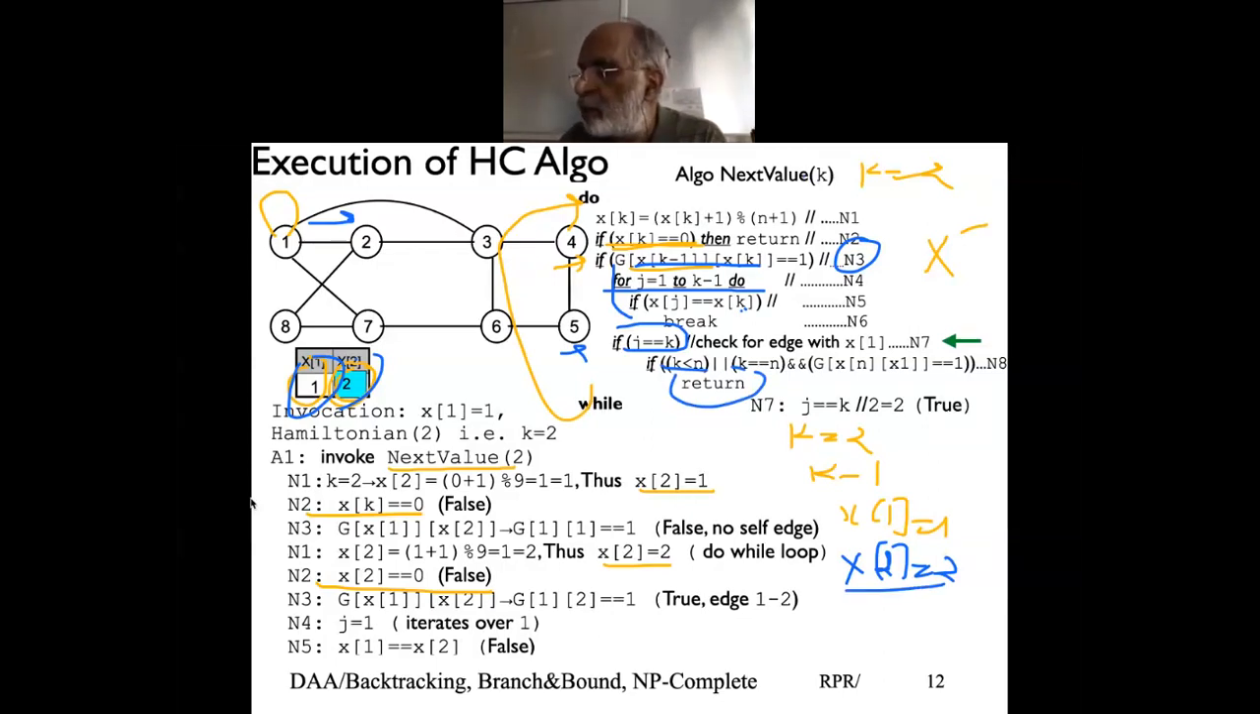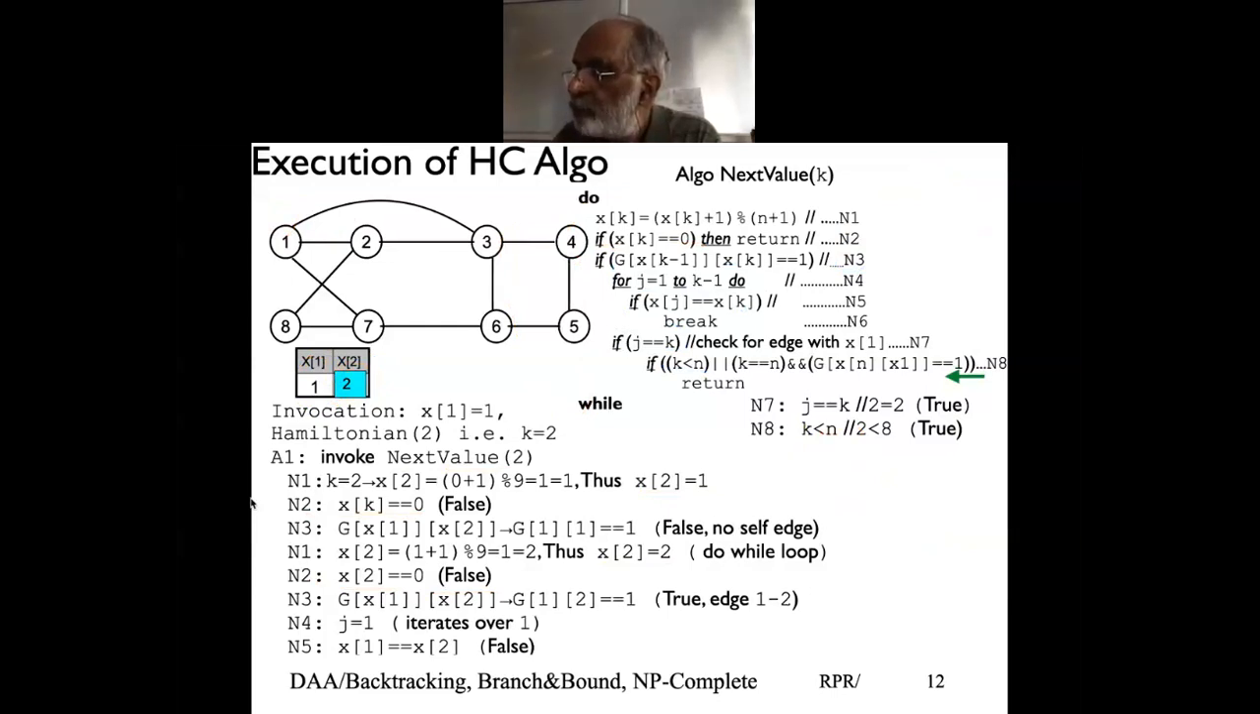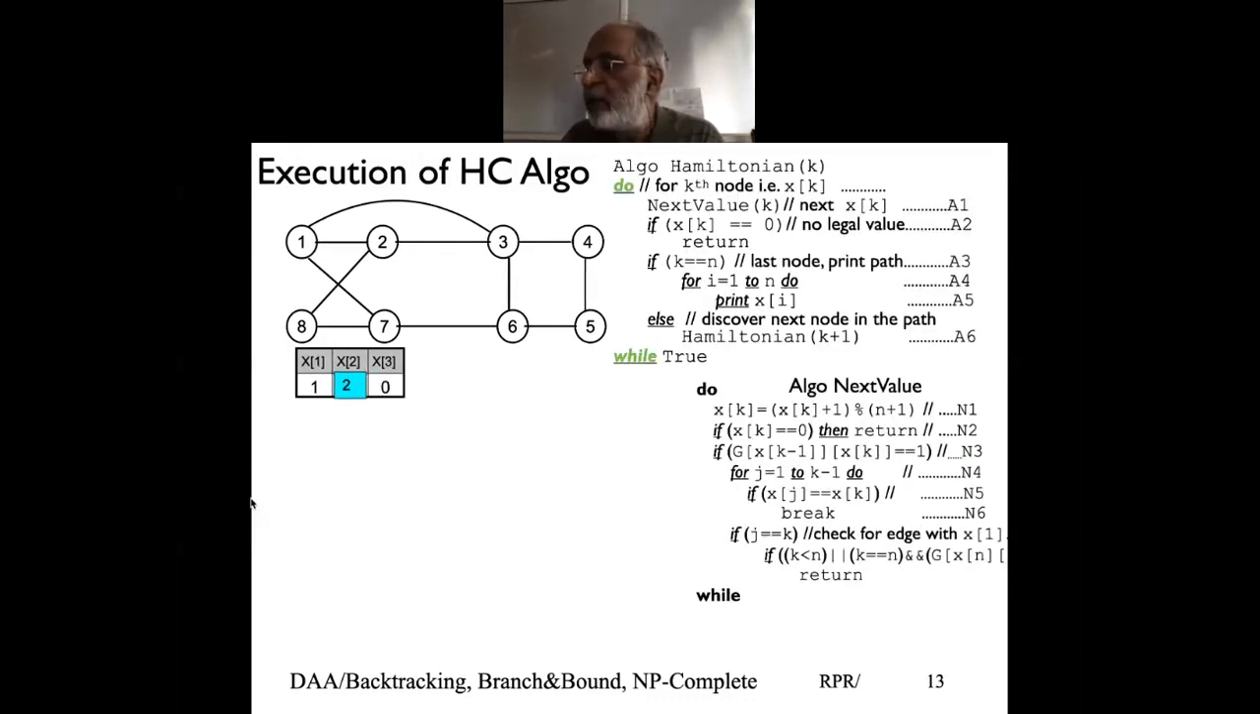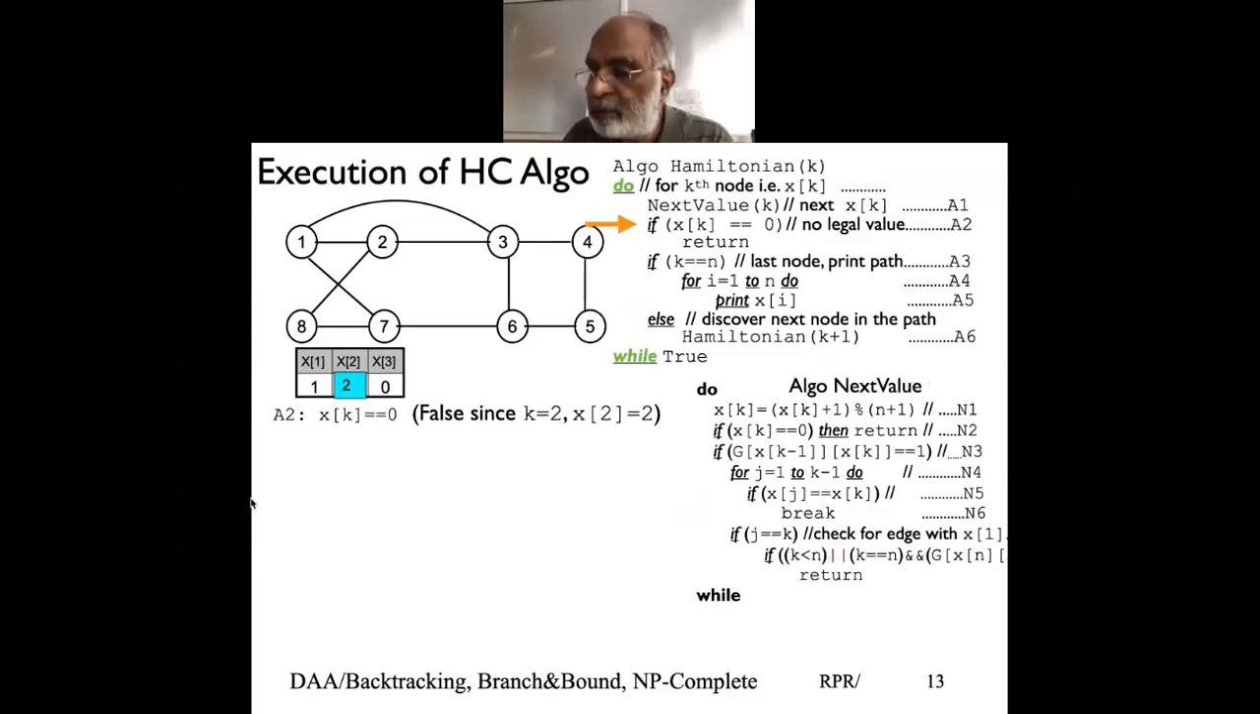And we come back to our Hamiltonian cycle. We come back to 2, j is equal to k, and this is true, so we return the value, x2 equal to 2. That's essentially what we are doing. Then we come back to the Hamiltonian cycle. Look, this is my Hamiltonian algorithm, and this is my next value algorithm. So xk is what we invoked.